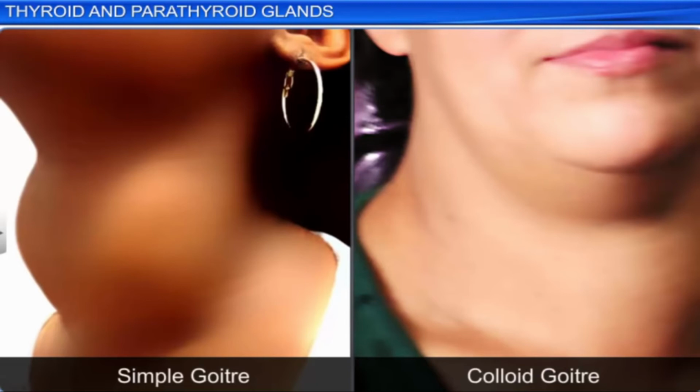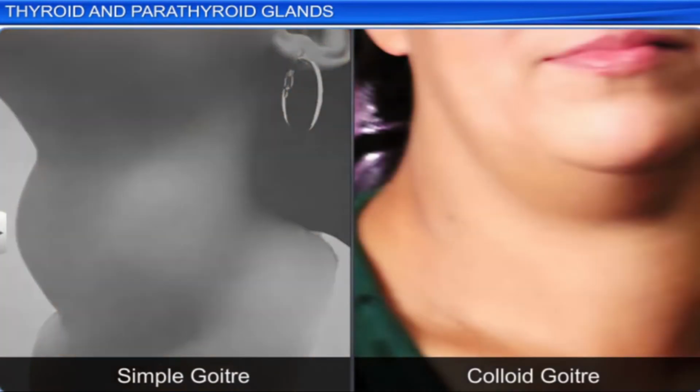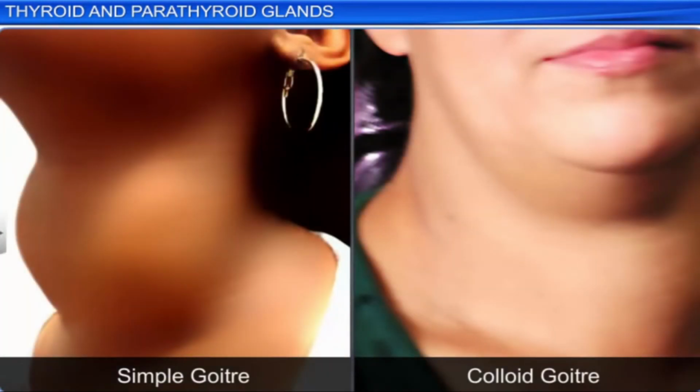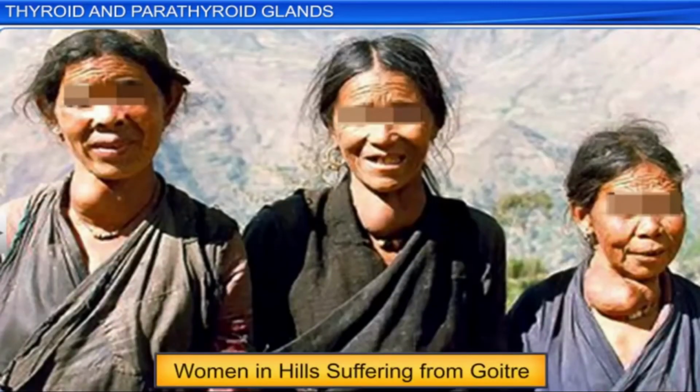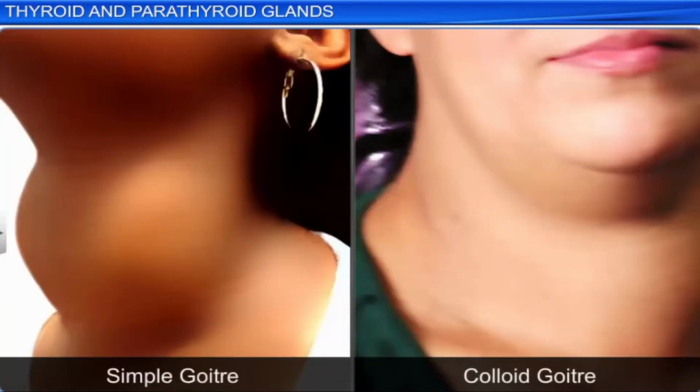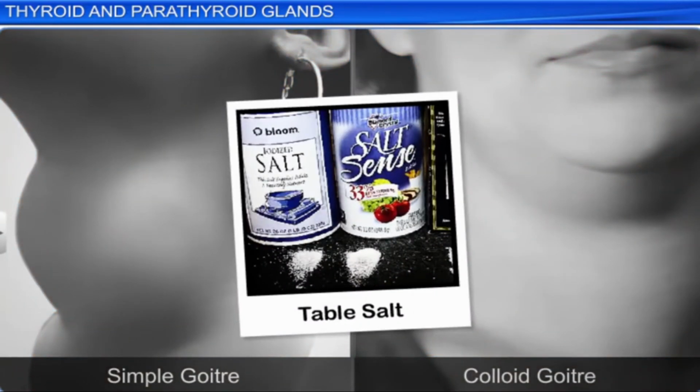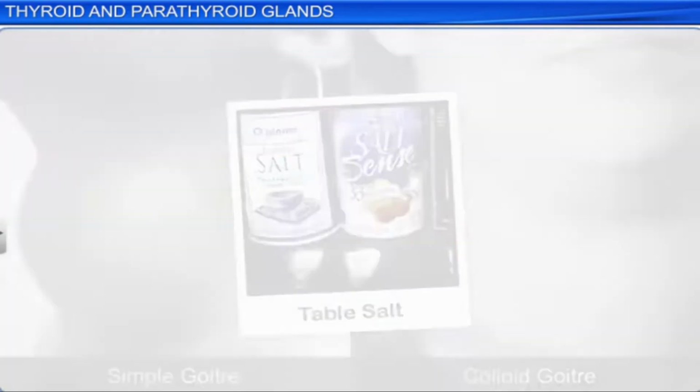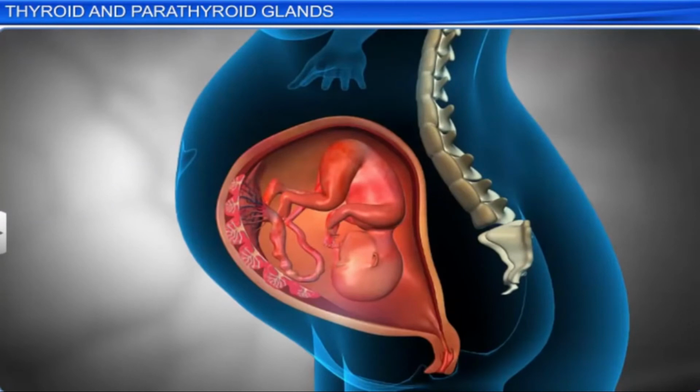Deficiency of iodine in our diet can lead to hypothyroidism, which causes simple or colloid goiter. It is characterized by the enlargement of the thyroid gland. Goiter is a non-genetic disease commonly found in people in hilly regions. To prevent goiter, table salt is iodized these days. In pregnant women, hypothyroidism can lead to defective development of the growing fetus.